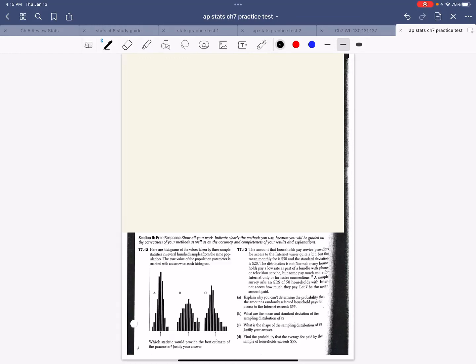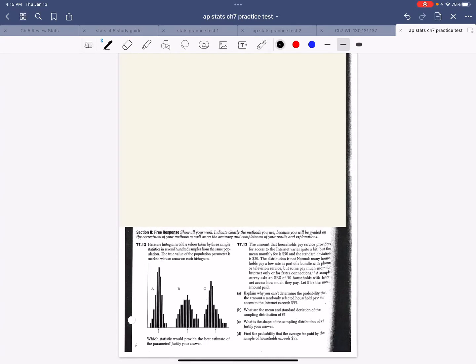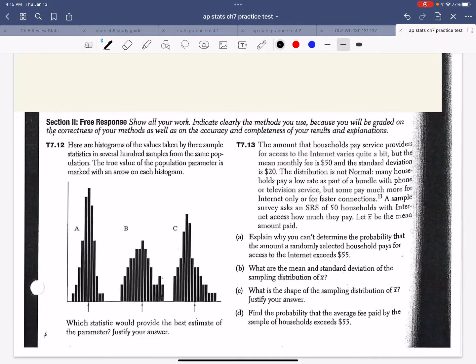Hey guys, we're going to look at some free response questions here. So question number 12 in chapter 7 states, here's the histograms of the values taken of the resamples in several hundred samples of the same population, and the true value of the population parameter is marked below. So we see this is where the truth is.